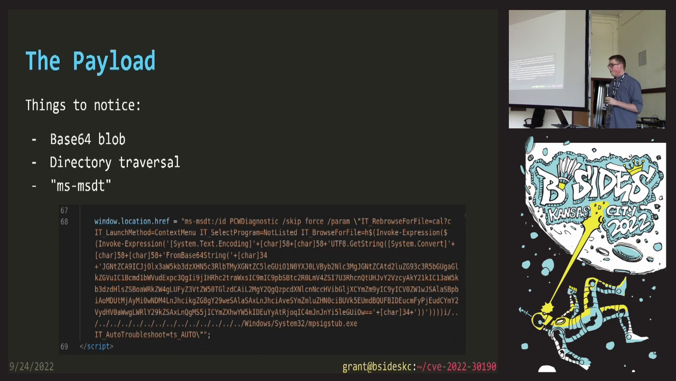Also, the last thing is this is all within a window.location.href, which is a link in JavaScript, right? This is not some PowerShell variable or something. This is a JavaScript link. And you expect links to start off with http://, but this uses ms-msdt:/. That could give us another hint of what's actually going on here, which we'll need to research a little bit further.